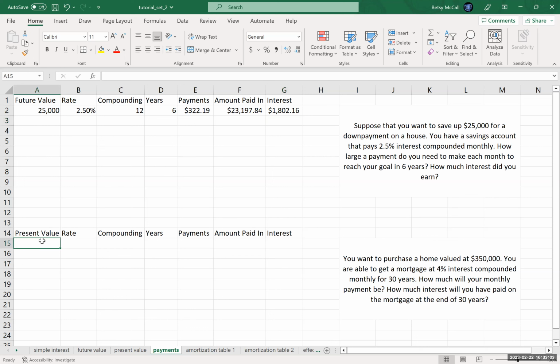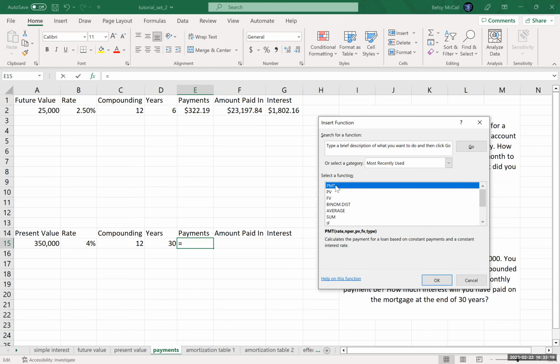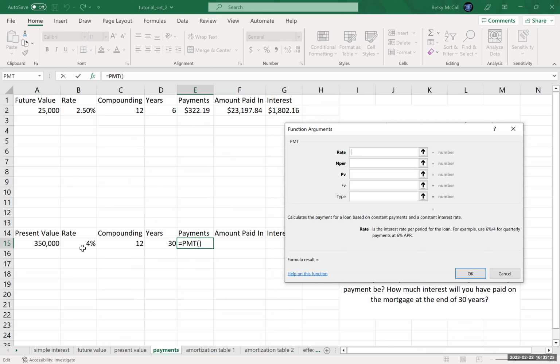So let's put in our $350,000. Our rate is 4%. We are compounding monthly and we are doing it for 30 years. And so for the size of our payment, again, it's going to be the same formula, PMT. Our rate is the rate per period. The N per is the total number of payments, so compounding times years. And now we're using the present value because when we take out a loan, that's the amount of the loan at this moment. That's the $350,000. And again, typically we only use present value or future value. We don't use both. And then we can skip the type because we accept the default.